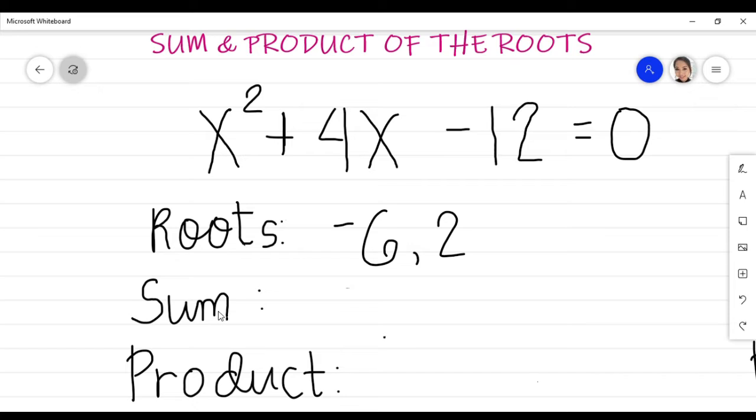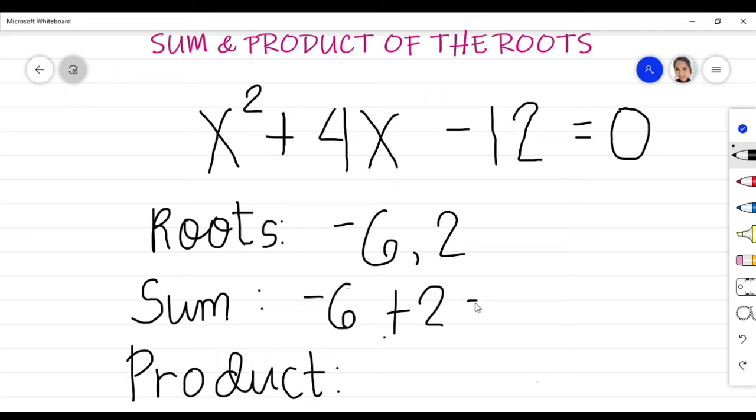We know that sum is the answer for addition, meaning we have to add negative 6 and 2. So let's find the sum of the roots. Negative 6 plus 2 is equivalent to negative 4. Remember that when adding unlike sign numbers, we have to subtract the numbers and then copy the sign of the bigger number, which is 6. So we have to follow the sign of 6, which is negative. That's why the answer is negative 4, or our sum is negative 4.